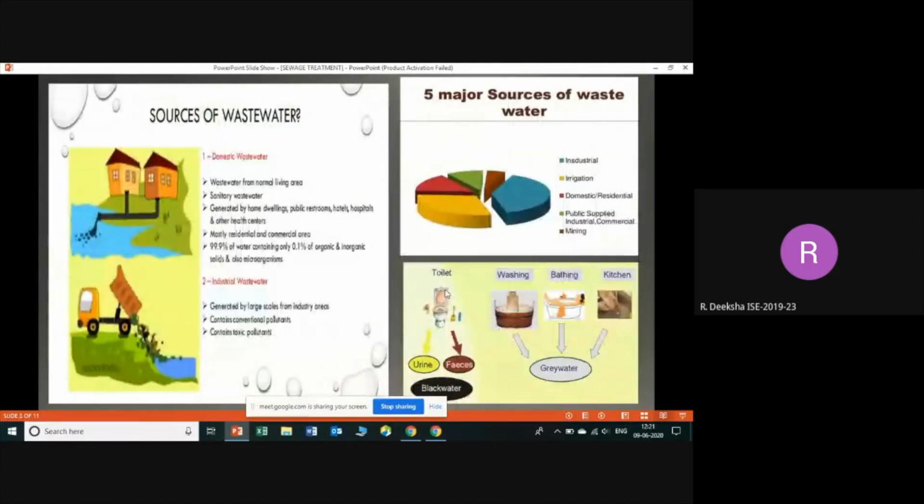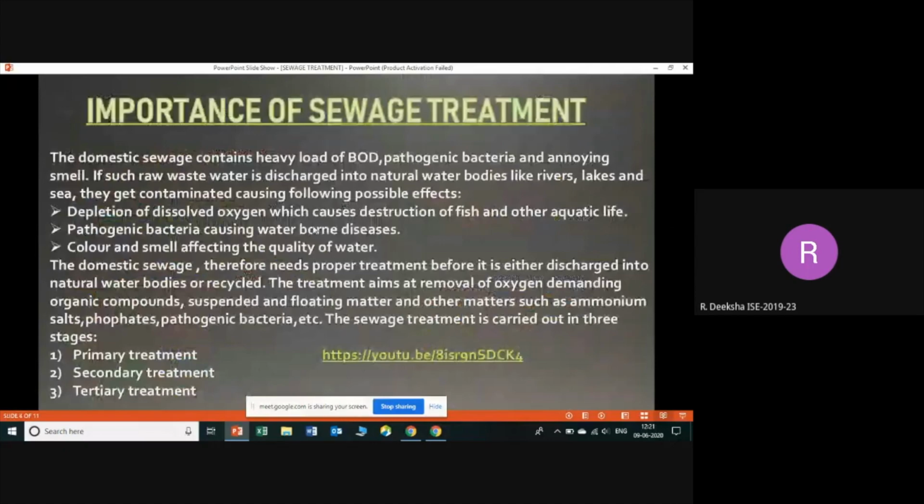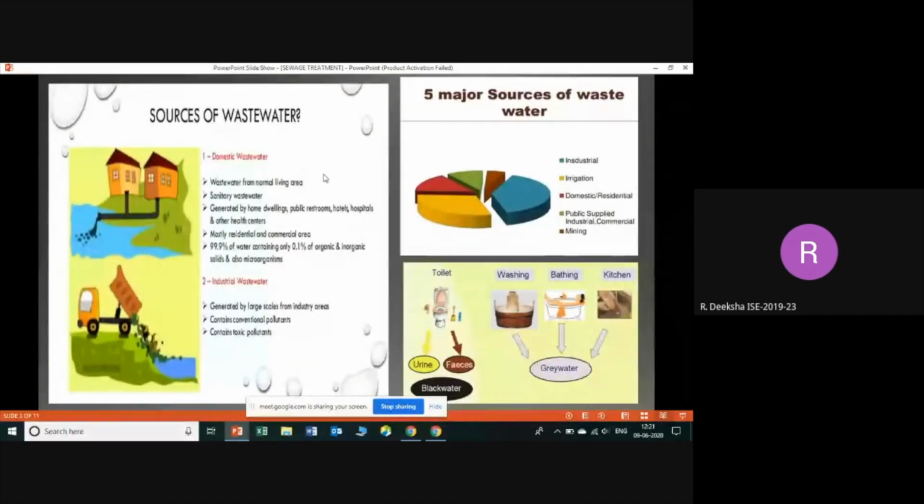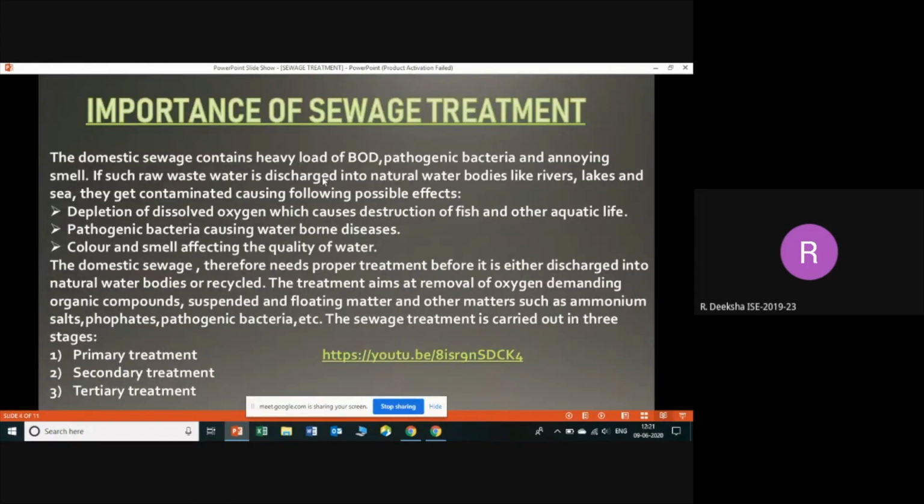So these are the pictures which show us clearly the main sources of sewage and wastewater. Next, the importance of sewage treatment. Why do we need sewage treatment?